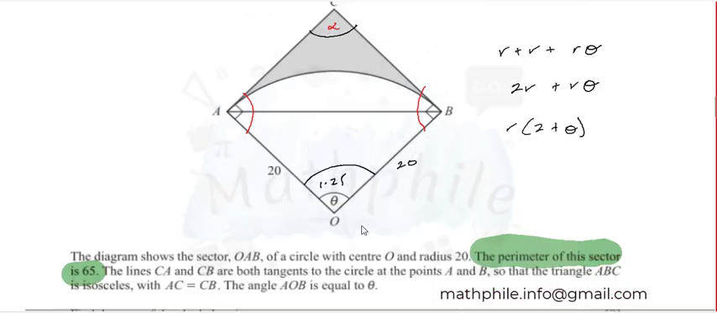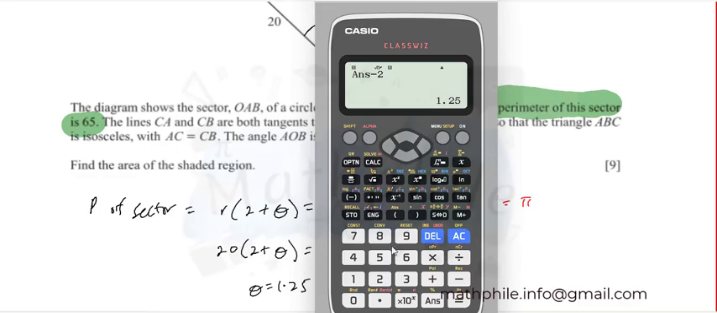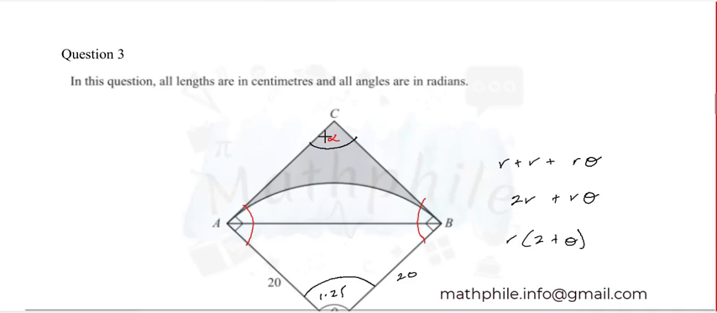So I can just solve for alpha quickly. So alpha plus 1.25. I don't even know if you're going to use it, but let's solve for it anyway. It's equal to pi. So let's do pi minus answer. That is going to be 1.892. Okay, so let me put it over there. 1.892.